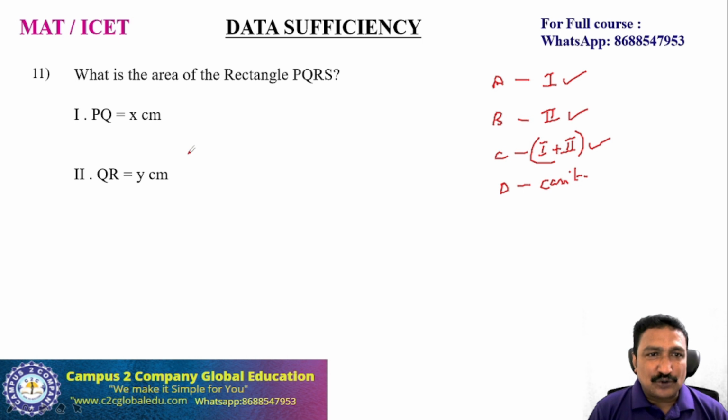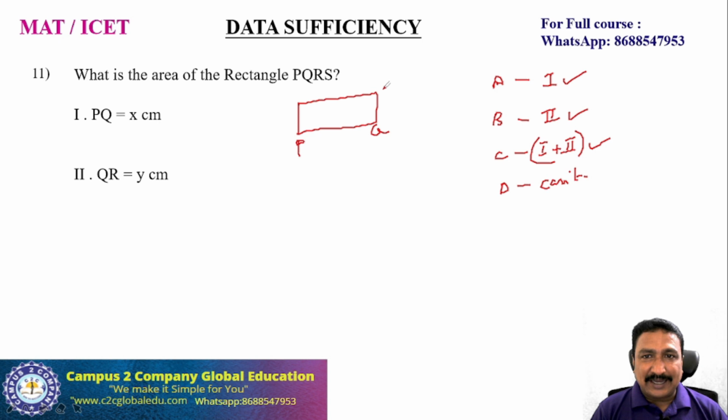Now look at this question. What is the area of the rectangle PQRS? If you want to find the area of rectangle PQRS, we should know the PQ value, that is nothing but the length, and the QR value, that is nothing but the breadth. Why? Because the area of a rectangle is equal to length into breadth. So we should know the PQ value and the QR value.